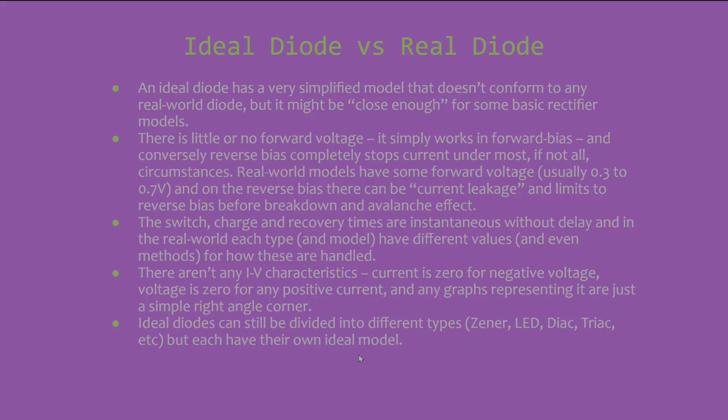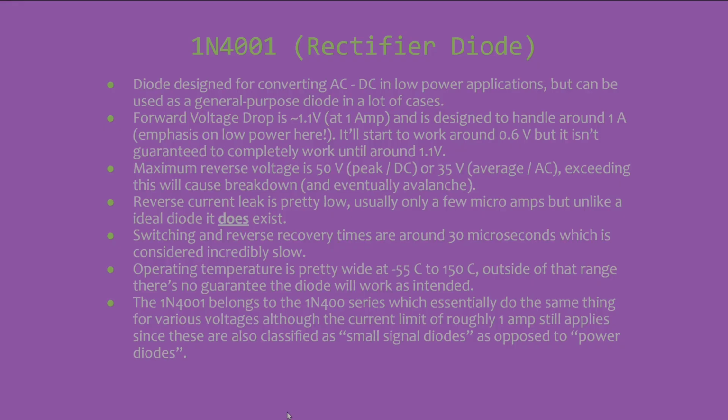There's no IV characteristics, that's current and voltage, where current is 0 for negative voltage and voltage is 0 for any positive current. And generally speaking, graphs are basically just right angle corners. You can still get the various types of diodes in ideal models, LEDs, Zeners, and so on, depending on your circuit simulator. Now, let me start off with a real world model that just about anybody probably has if they have diodes.